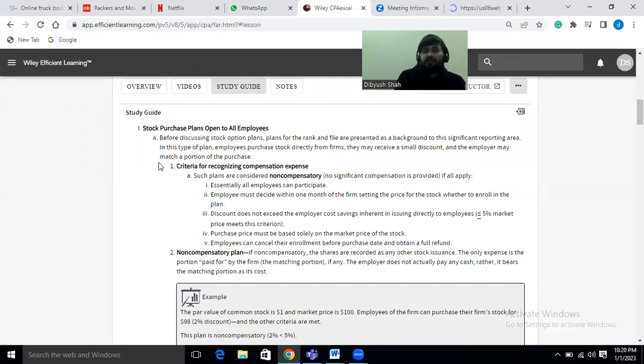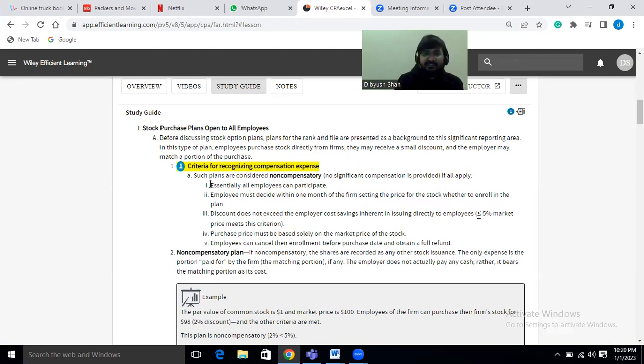See, first of all, you have to understand the criteria for recognizing a compensation expense. Non-compensatory is there only if all the five apply. If one of these five does not apply, the plan will be considered to be compensatory in nature. Yeah, you got me right. If all the following five conditions apply, the plan is non-compensatory. But if one of these does not apply, the plan becomes a compensatory plan and the accounting is different.